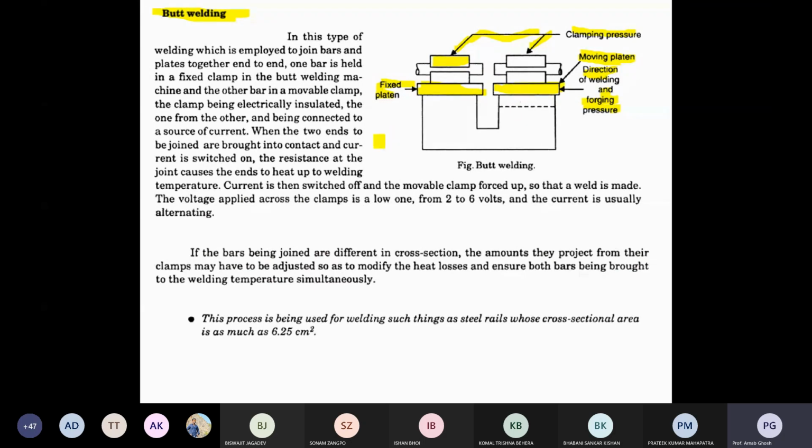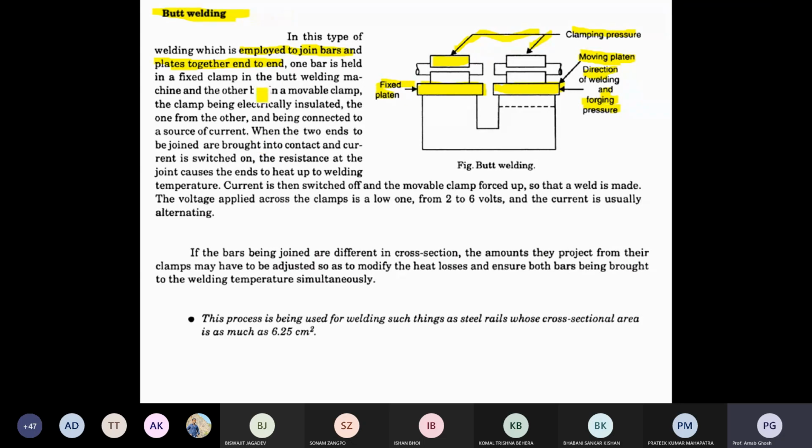So what is written here? In this welding method, we are employed to join the bars and plates together end to end. Bars and plates are joined end to end. That's why it is called a butt joint, meaning area-based joining. You can realize it on the area-based surface. That area is what you are going to join.